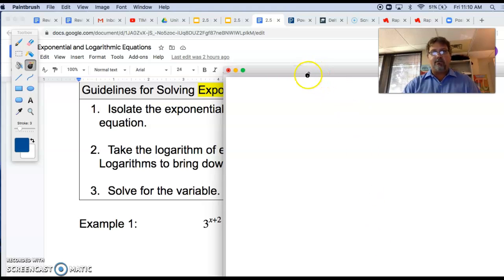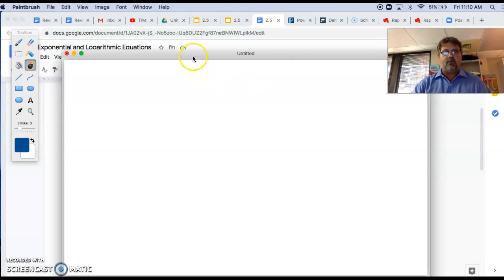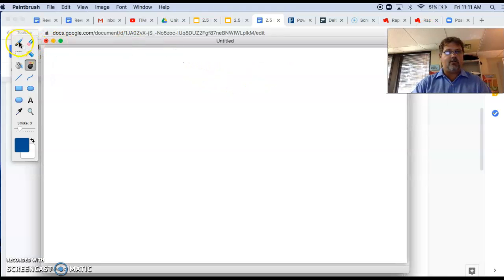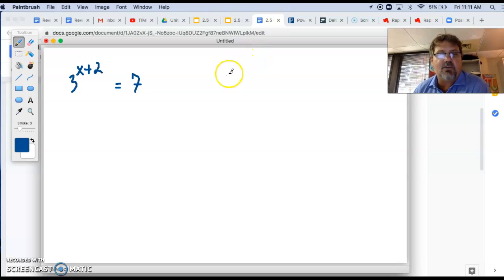Let me pull this into full view here. We're going to need as much of that whiteboard as we can get, probably. And we'll get that over to here. All right, so this one's really not too bad. We're going to take a look at solving 3 raised to the x plus 2, and that's equal to 7. Okay? So step 1 says isolate the exponential expression. We already said we don't need to do that. Step 2, take the logarithm of both sides.